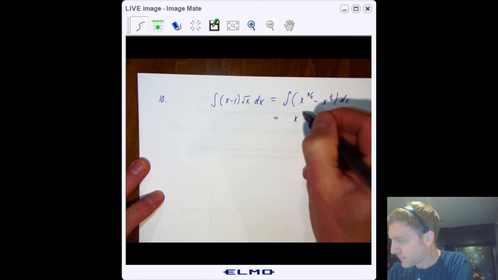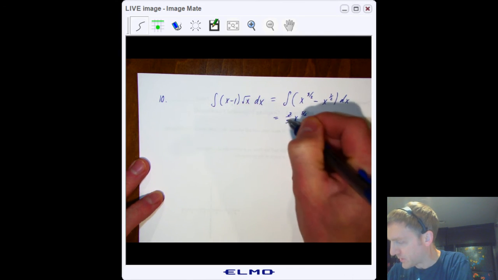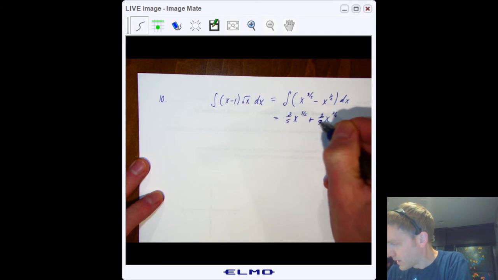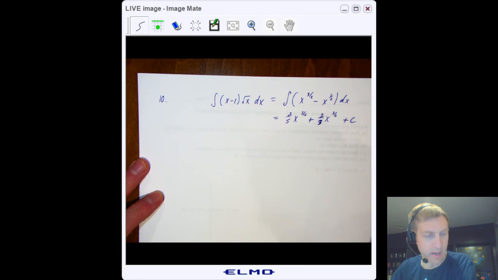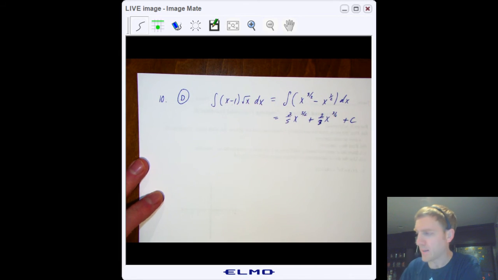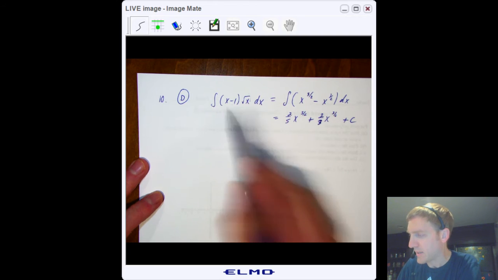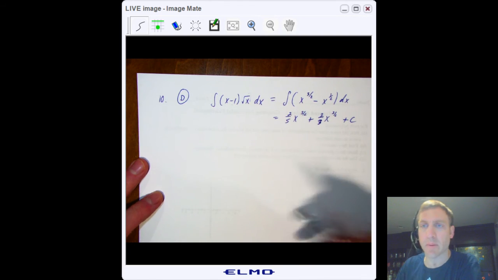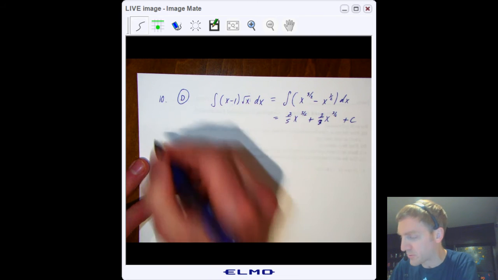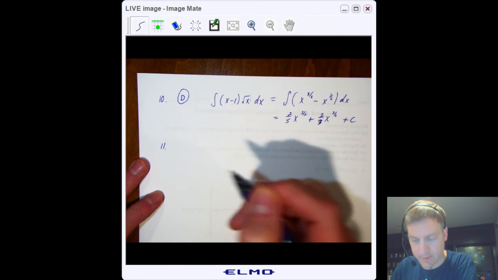Just add 1 to the exponent and multiply by the reciprocal. And same thing, add 1 to the exponent, multiply by the reciprocal. And then, of course, don't forget your plus c. And what answer is that? That is answer D. So the key again was to distribute this first. Sometimes, remember, you can simplify a function algebraically before you do the derivative or the integral. Makes it easier to do.